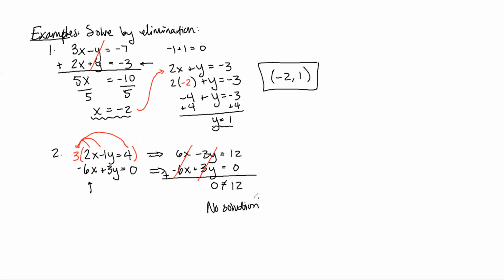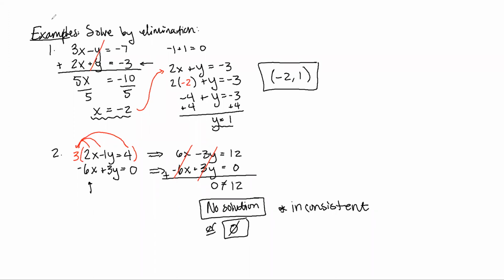And so you might see it written as no solution. MyMathLab also likes to put the empty set because our solution set is empty. And our system of equations is called inconsistent. Inconsistent just means a system of equations with no solution.